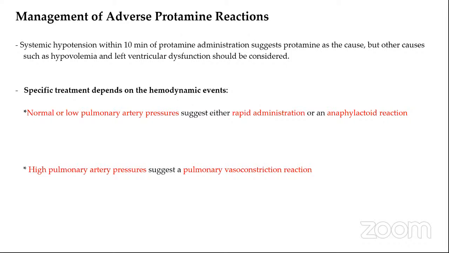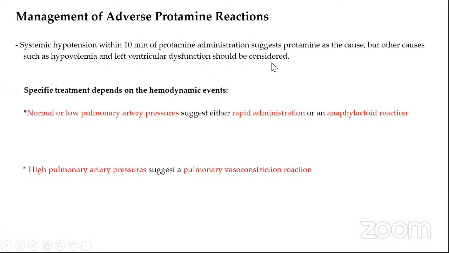If you have normal or low pulmonary artery pressure, this suggests either you gave Protamine very rapidly or it's an anaphylactoid reaction. Some of you are going to tell me, yeah, but we are not using a pulmonary artery catheter anymore. As an anesthesiologist, if we are using a transesophageal echo, we can estimate the pulmonary artery pressure. And for all of us, as surgeon and anesthesiologist, we can look at the RV, whether it is distended or not. If the RV is distended, we may say it's high pulmonary artery pressure. If the RV is not distended, we say it's normal or low pulmonary artery pressure.